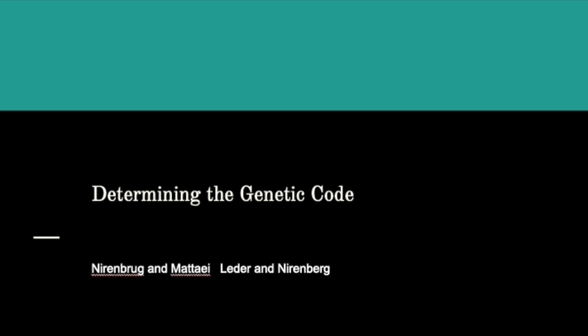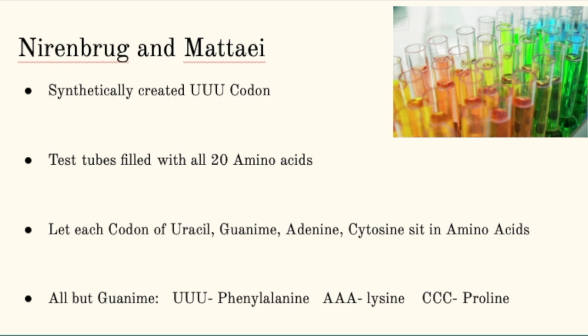Going to talk about determining the genetic code and how it was created. There were 3 scientists involved: Nirenberg, Matthaei, and Leder. For the first round, Nirenberg and Matthaei.